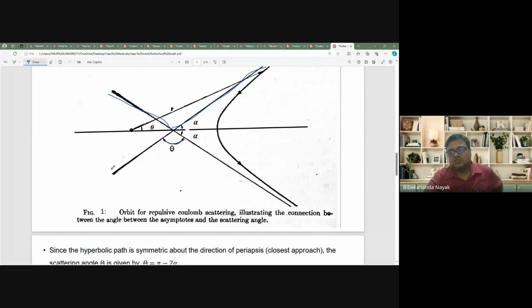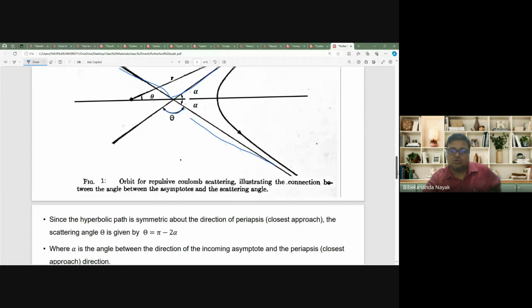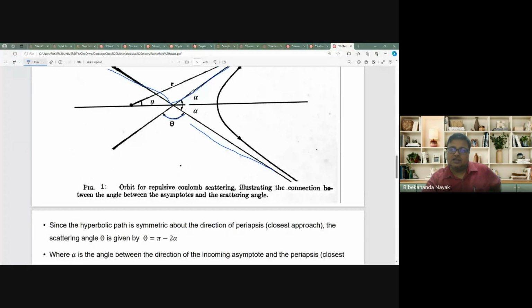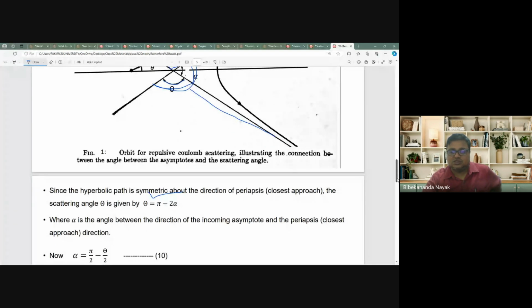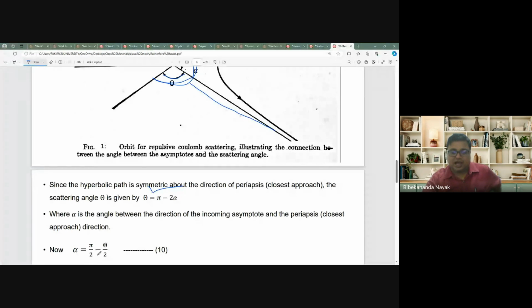If it comes from this side, the scattering angle is this, and its value will be how much? This plus this plus this: 2 alpha plus theta is equal to pi, is it not? This angle is pi. So this theta is equal to pi minus 2 alpha. I have written it there. Here alpha is the angle between the direction of the incoming asymptote and the periapsis. So from this you can find alpha is equal to pi by 2 minus theta by 2.